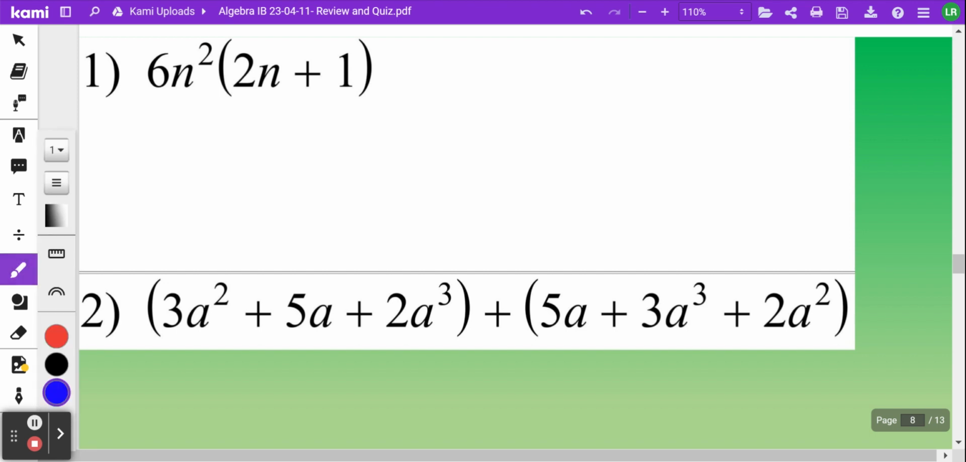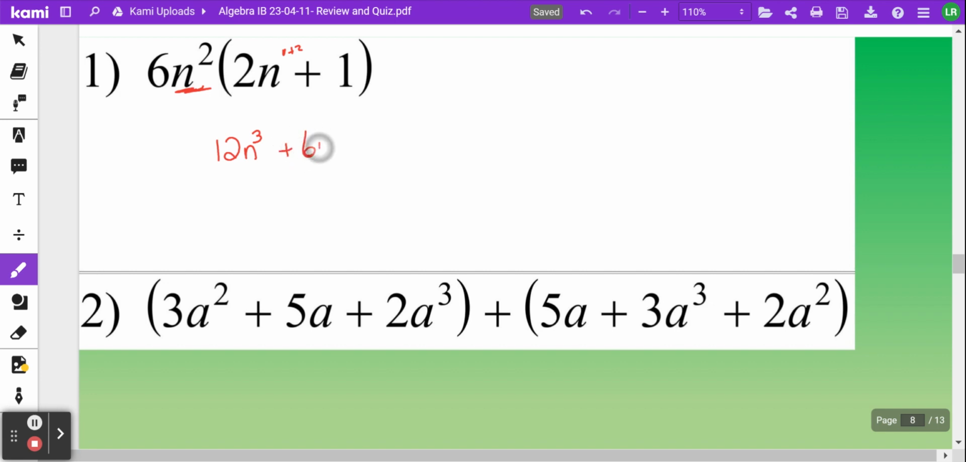All right, this first one, distribute. We're distributing an n squared, so remember all the exponents go up by 1. Or sorry, we're distributing n squared, all the exponents should go up by 2. So 6 times 2 is 12, n squared times n to the first is n to the third. That's going up by 2. 6 times 1 is 6, and then I do need to put the n squared on it. Okay, a lot of times we forget that n squared. That would be the answer.